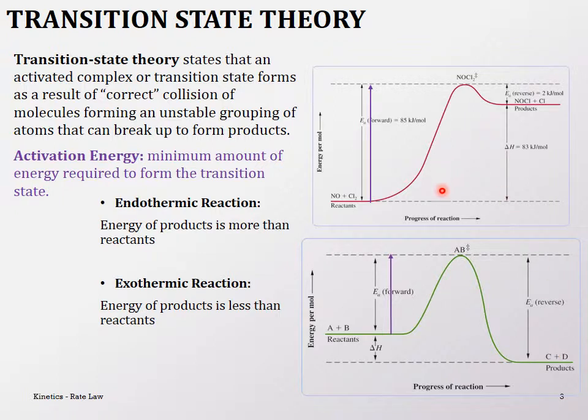So the graph on the top is for an endothermic reaction, and the one at the bottom here is for an exothermic reaction. And it's very easy to determine which one is which because of the products and where they are.